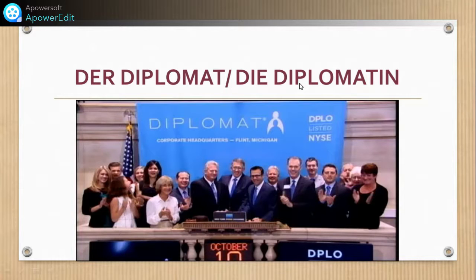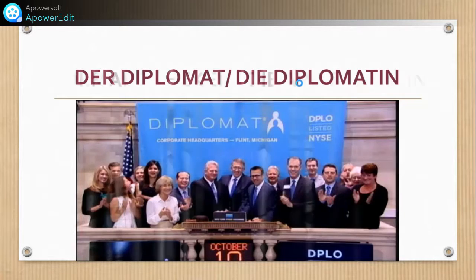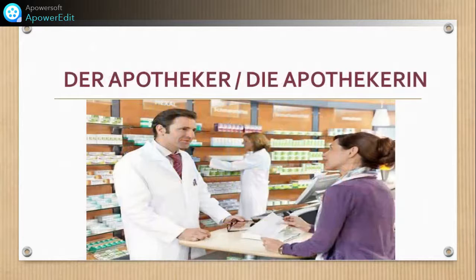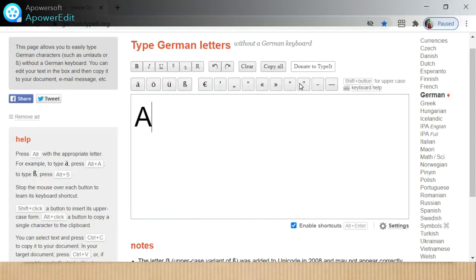So some of the professions are der Diplomat or die Diplomatin, which is similar to the English profession diplomat. Then we have der Apotheker and die Apothekerin, which is a pharmacist. And this profession arises from the place where these people or pharmacists work, which is the pharmacy. In German is Apotheke.